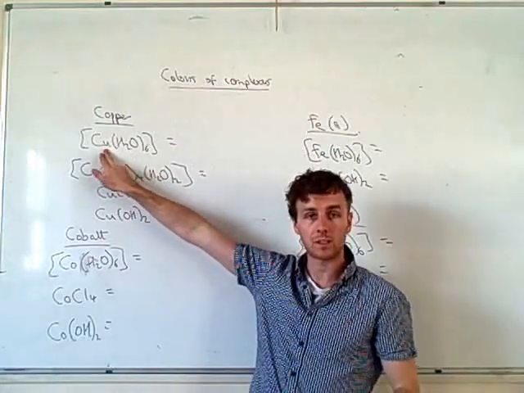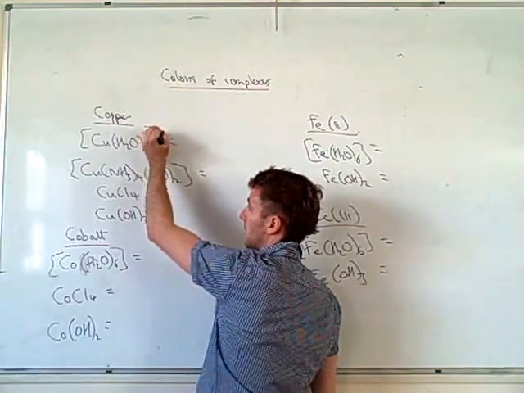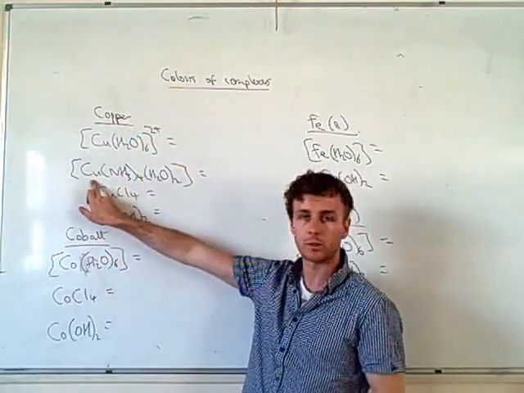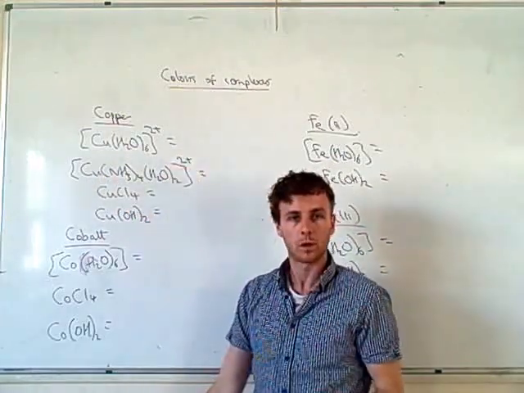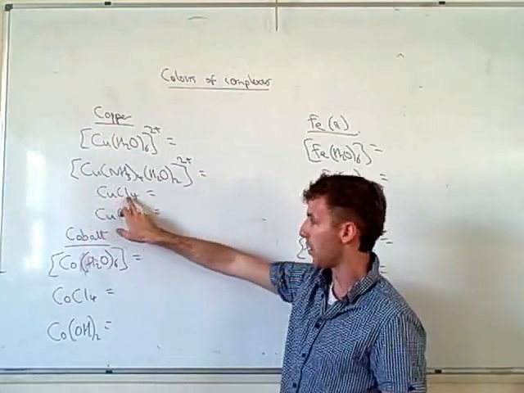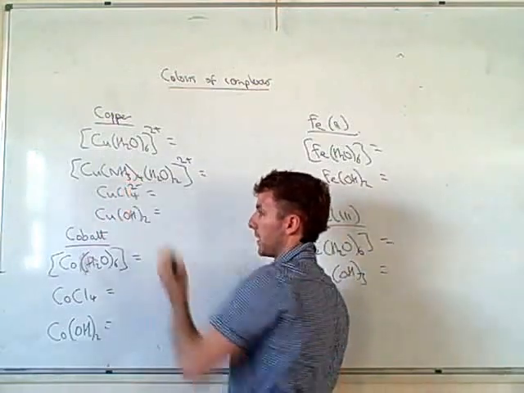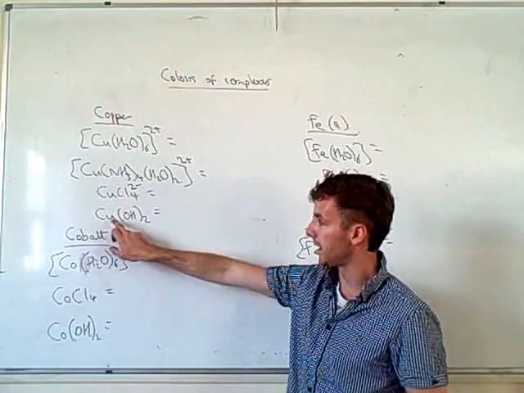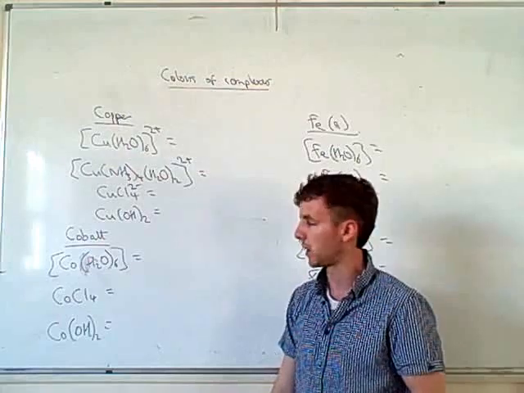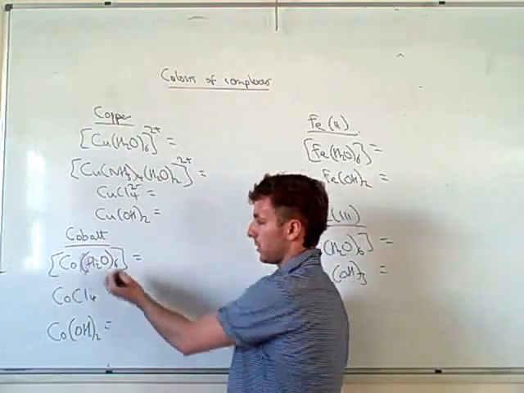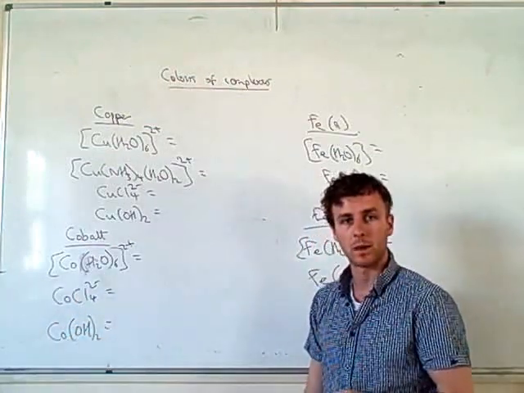So, I know copper has a charge of 2+, and I know water has no charge. So overall, this complex will have a charge of 2+. Again, copper is 2+, I know water and ammonia both have no charge, so that will be 2+. I know copper is 2+, I know each of my chlorides is 1-, so +2 -4 will give me a 2- charge. And here, hydroxide is 1-, copper is 2+, so they will completely balance out to give no charge. Here again, cobalt is 2+, water is nothing, so that'll be 2+, and again, that'll completely balance out.